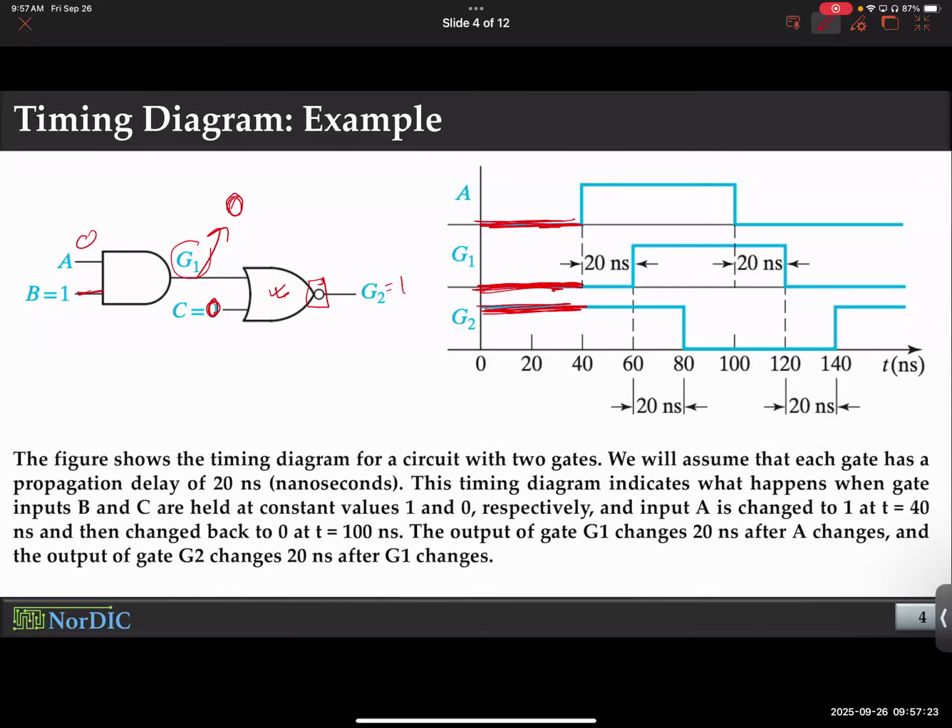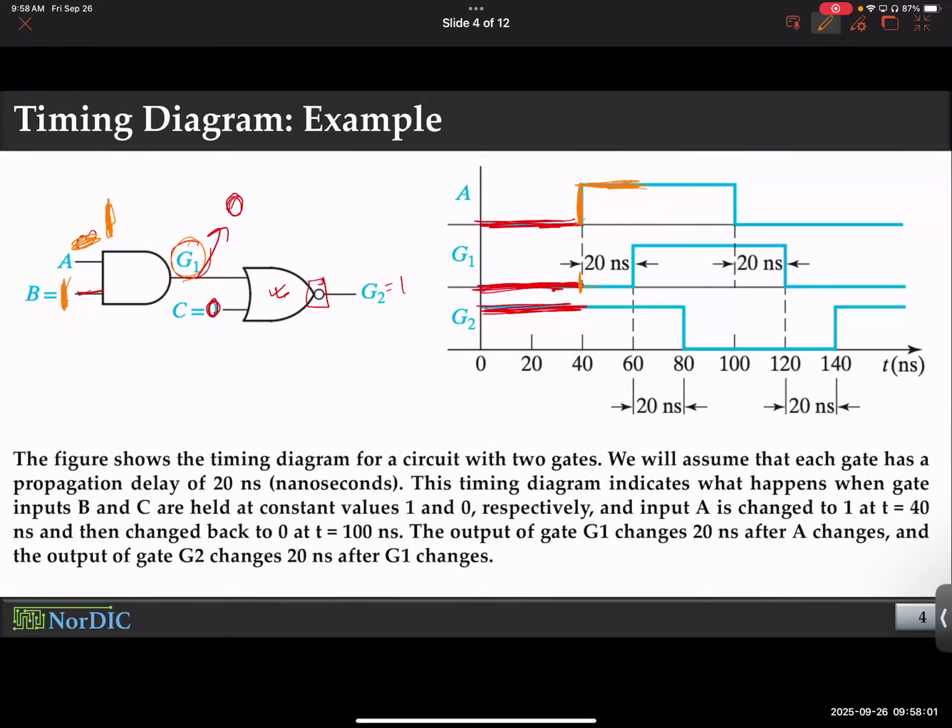But the problem occurs when A changes. You see that A changes. For the sake of simplicity, here we are not showing the practical rise time and fall time. Let's assume it goes from 0 to VDD, high voltage, 1, instantaneously. Notice G1 doesn't change. By the way, should G1 change when A becomes 1? Both inputs are 1 and 1.